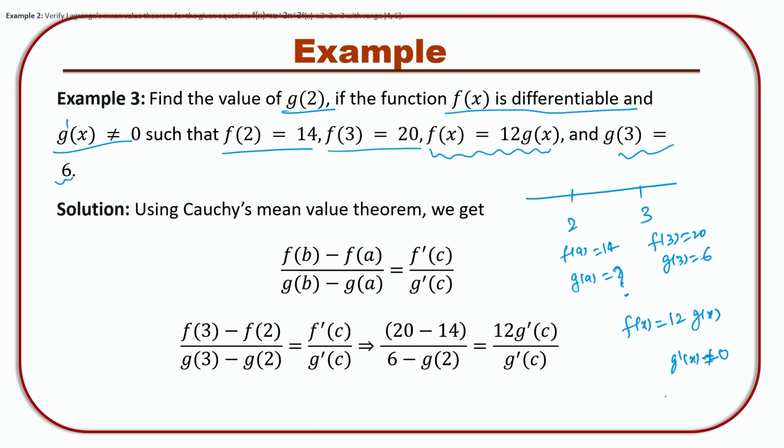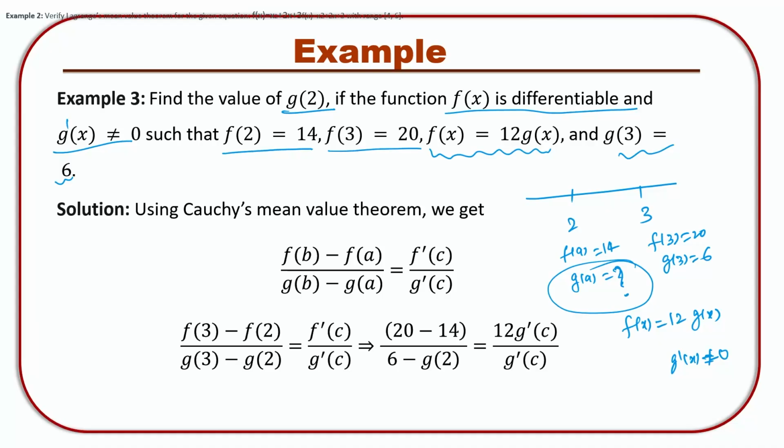That is given. So to use this to find out the value of g of a, that is g of 2, you need to use the Cauchy mean value theorem. And Cauchy mean value theorem will give you the idea of how the ratio between the slopes of the two functions is connected to each other. Since the function itself is connected, f of x equal to 12 g of x, and f of x is a continuous and differentiable function, that means we can use the Cauchy mean value theorem.